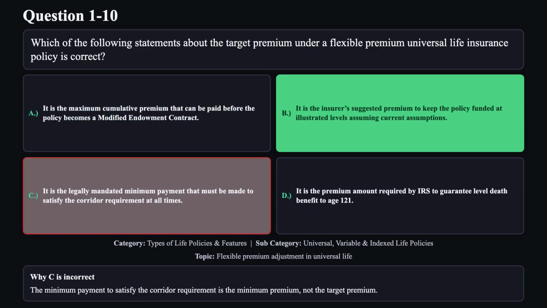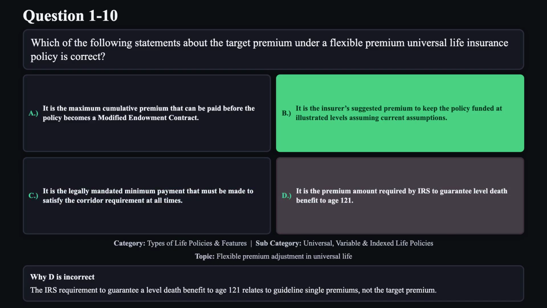Reason C is not correct. The minimum payment to satisfy the corridor requirement is the minimum premium, not the target premium. Reason D is not correct. The IRS requirement to guarantee a level death benefit to age 121 relates to guideline single premiums, not the target premium.